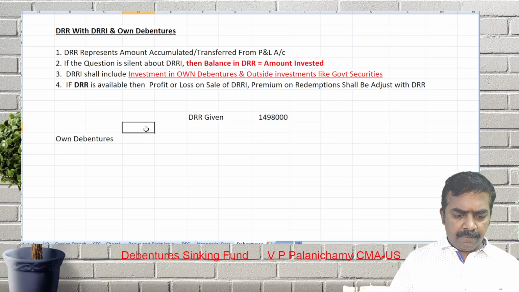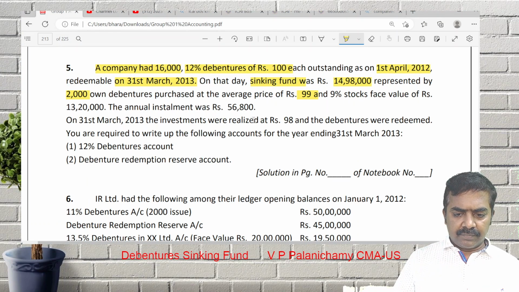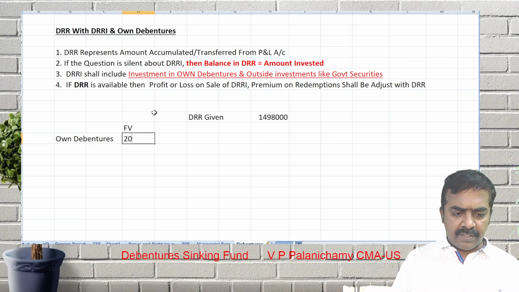What is the face value of the owned debentures? The face value will be 100 rupees. Yes, 100 rupees per debenture. How many debentures do they hold? 2,000 own debentures. Face value will be 2,000 into 100, what comes? 2 lakhs. Face value is 2 lakhs. What average cost have they mentioned? 99 rupees. 2,000 into 99 rupees, what comes? 1,98,000. The cost is 1,98,000.